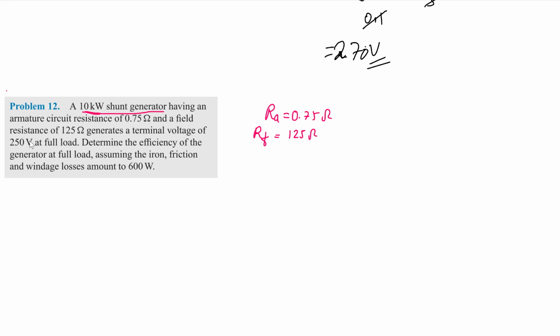Field resistance of 125 ohm generates a terminal voltage of 250 volt. So the terminal voltage it is generating is 250 volt at full load. Determine the efficiency of the generator at full load, assuming that the iron, friction and windage loss is also constant. The constant loss is 600 watt, is given. These things are given. I have to calculate the efficiency.